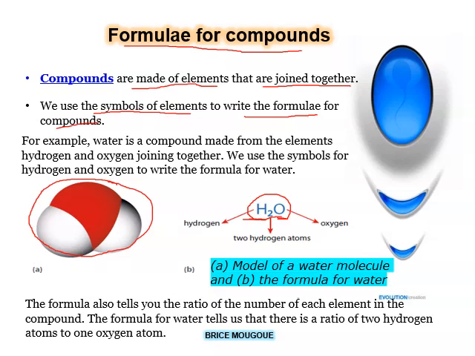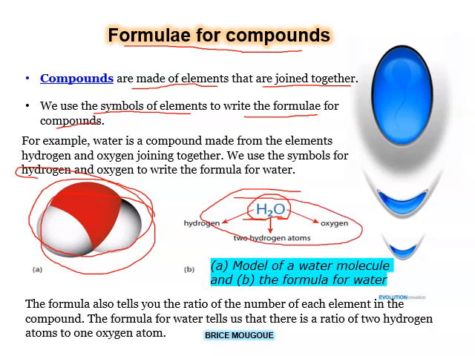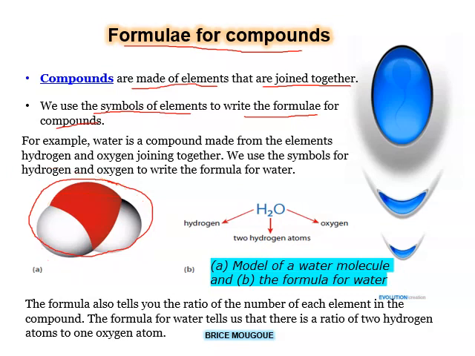Here is a model of a water molecule, and it represents the formula of water. We have a model here, and here we have a formula for water. Now, when we look at the formula for water, it also gives us the ratio of the number of each element that is found in that compound. So we'll see how much of each element was contributed to form this compound that we see here as water.